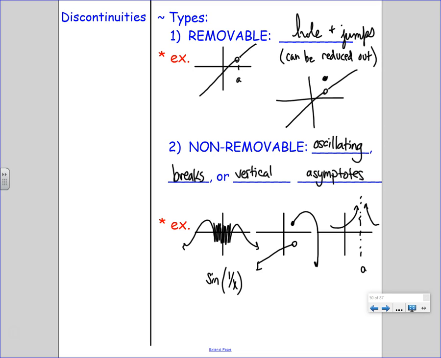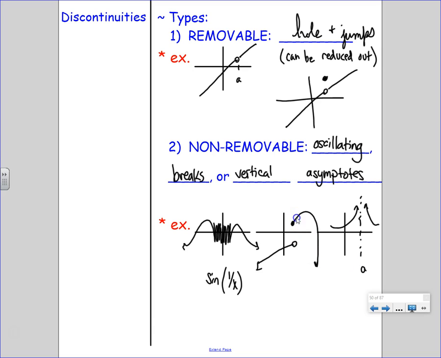All right, you guys got them? Removable can be reduced out. Removable, 0 over 0, keep going. Non-removable, we're stuck. Question, how does the vertical asymptote show up in a function? Remember from yesterday? Number over 0 when you plug in the discontinuity. It's a 0 of the denominator. When plugged in, it gives you a number over 0.